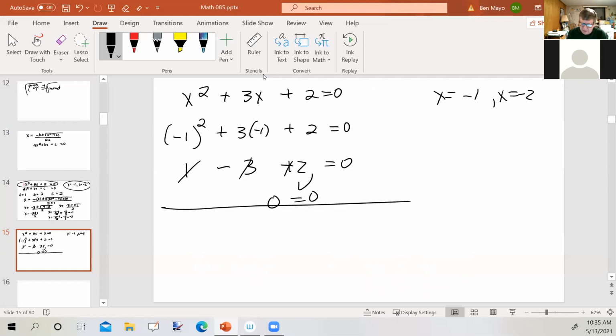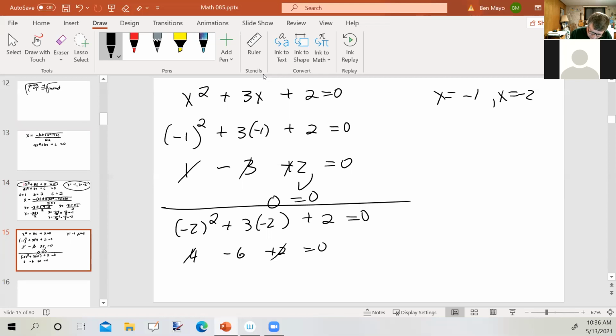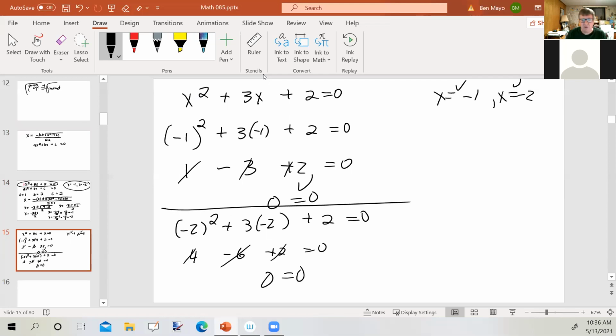So it checks. Let's take x equals -2 and plug that in. -2 quantity squared plus 3 times -2 plus 2 equals 0. -2 squared is 4. 4 minus 6 plus 2, 6 minus 6, 0 equals 0. So both solutions check. All right, let's continue with some more examples of this.